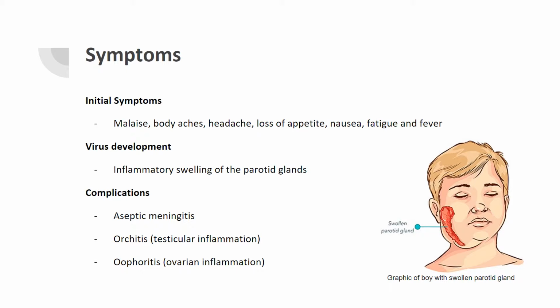Mumps can cause complications such as aseptic meningitis, which is inflammation of the meninges, and it can also cause orchitis in males and oophoritis in females. It also causes hearing loss and pancreatic inflammation.